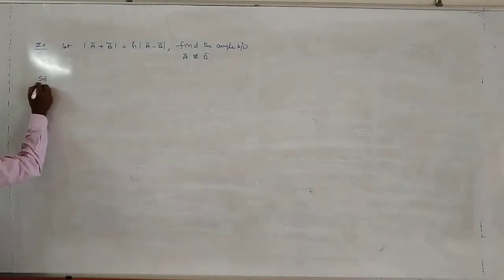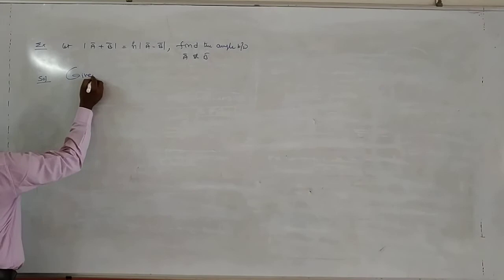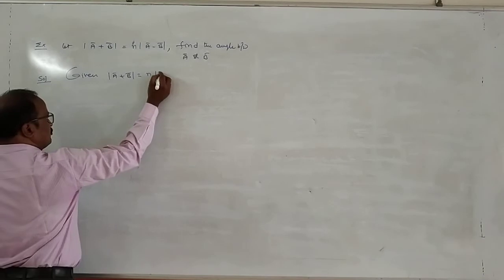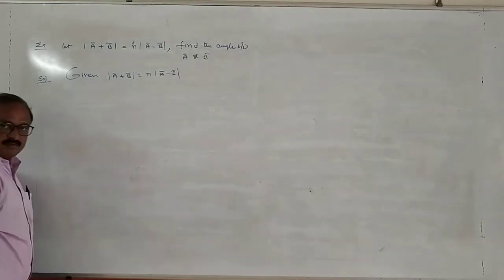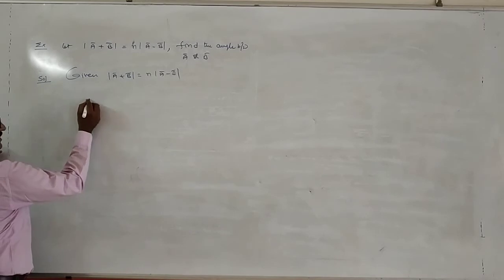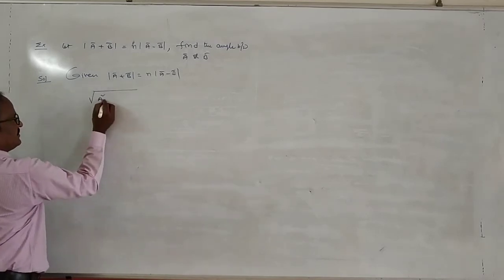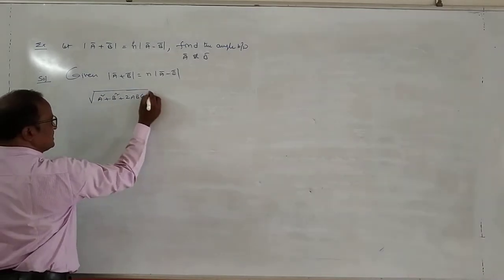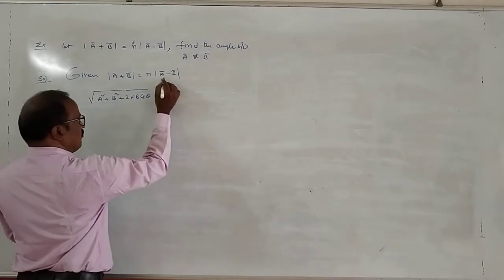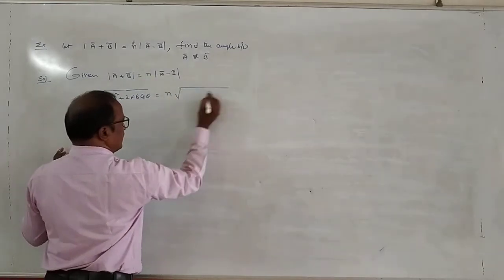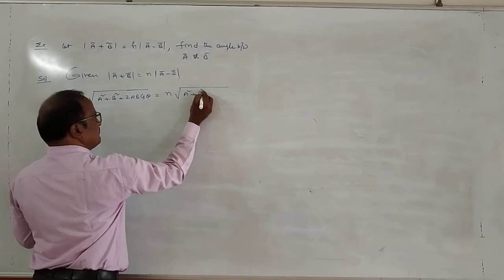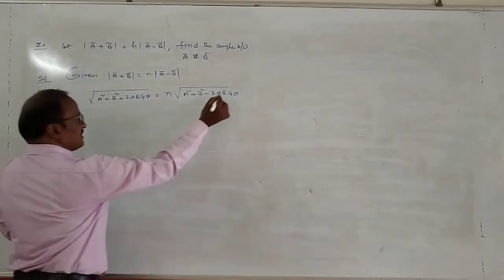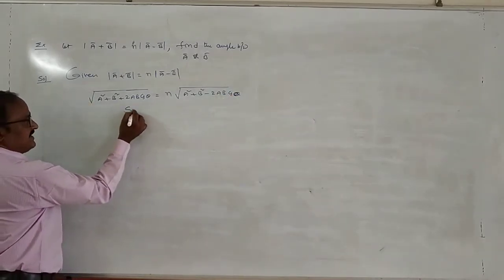Very simple. Given modulus of a bar plus b bar is equal to n into modulus of a bar minus b bar. What is the value of a bar plus b bar? This is root of a square plus b square plus 2ab cos theta, is equal to n into modulus of a bar minus b bar, which is root of a square plus b square minus 2ab cos theta. Now, squaring on both sides.